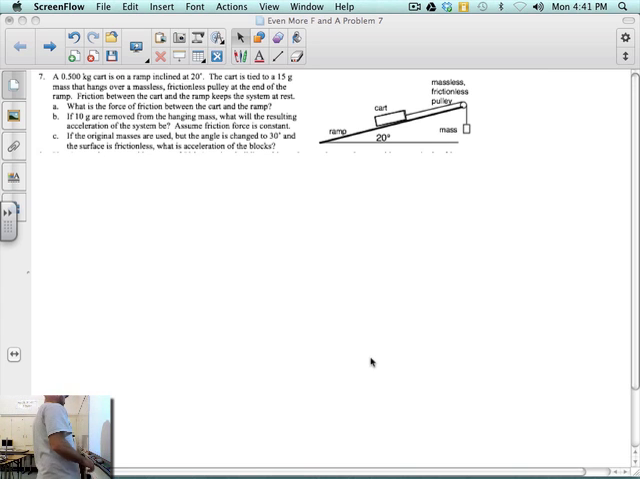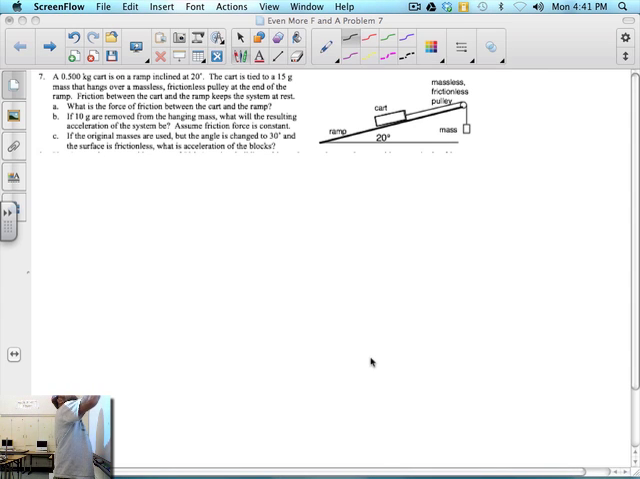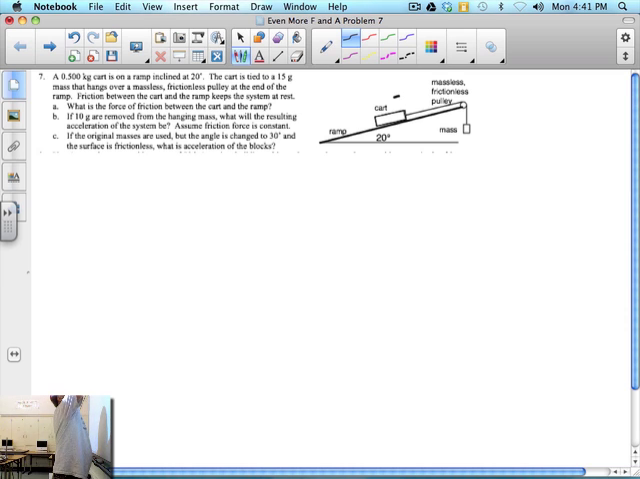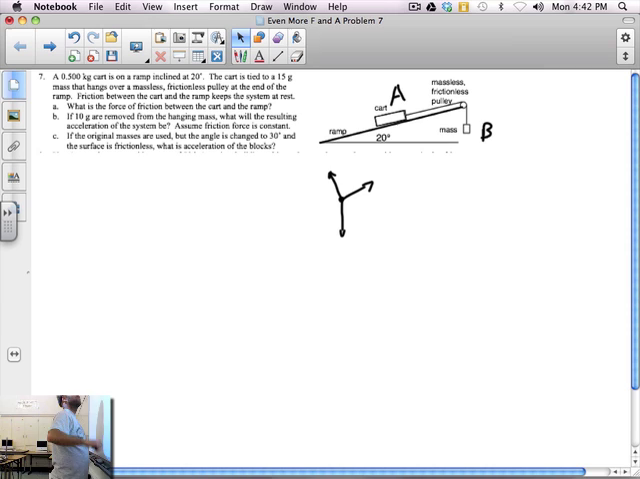All right. So I'm going to call this system A. Yeah, there we go. I'm going to call this system B. Okay. So for system A, I have weight, I have normal, and I'm going to exaggerate my angle a little bit. And then I have tension perpendicular to normal. And friction, as we learned in class today, is actually going up the ramp.